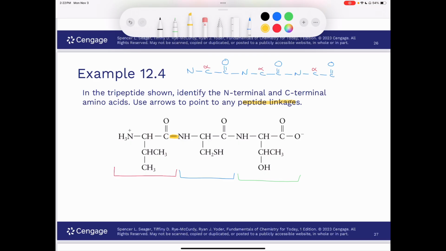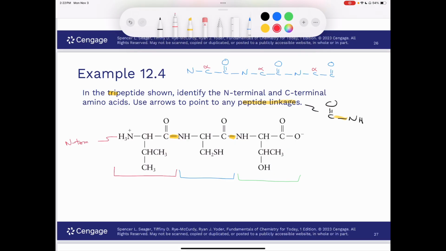So you can see the peptide linkages, there's two of them. There's one here and there's one here, right? Remember, a peptide linkage is between a carbonyl and a nitrogen like this, okay? And you can see that's what I've highlighted. Those are the only peptide bonds in there. Yes, it's a tripeptide, but you only need two amide bonds or peptide bonds to put the three amino acids together. Now the N-terminal or N-terminus is going to be this side over here.